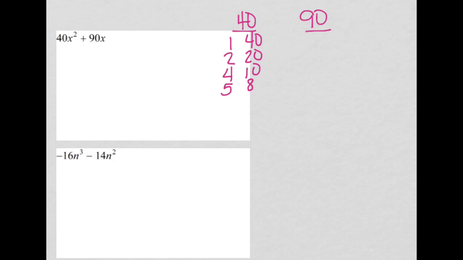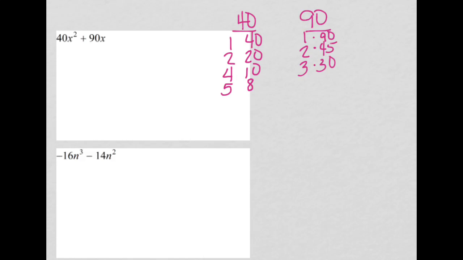And now I'm going to make a factor tree with 90. I have 1 and 90. I have 2 and 45. I have 3 and 30. You'll notice as this side gets bigger, this side gets smaller.